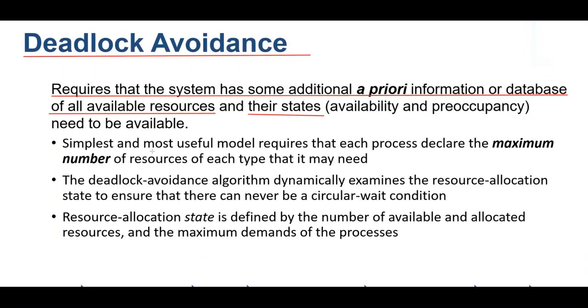So the simplest and most useful model requires that each process declare the maximum number of resources of each type that it may need. For example, let's suppose this is our system, and the system has a database of all resources. For example, resource R1, resource R2, and this many instances are free. They have information about the instances, for example 2, 3, etc.